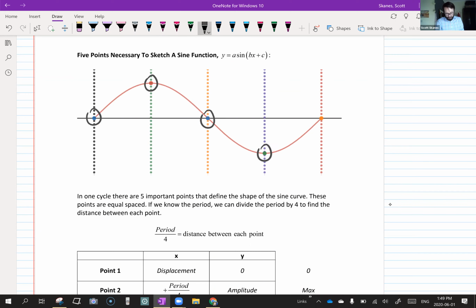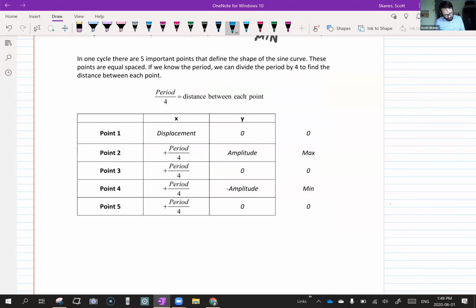So the 5 points you need, you'll notice that there is a 0 value, a maximum, another 0 value, a minimum, and another 0 value. This is our maximum. This is our minimum. Go up by the amplitude, come down by the amplitude. They'll give you your maximum and minimum. The most important piece of information in this whole section is this table. If you know this table or you have it as a reference, then you should have absolutely no trouble doing this part. It's like our cheat sheet.